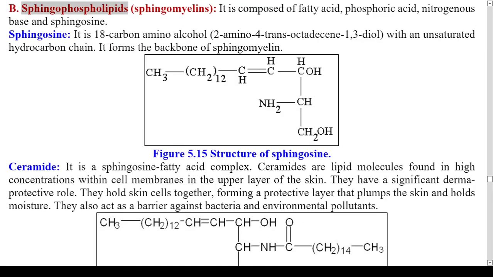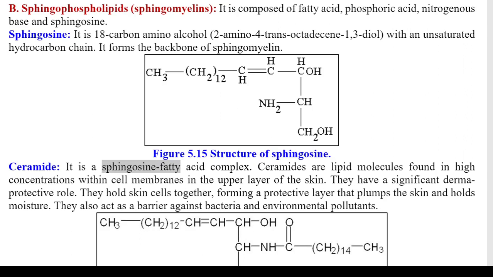B. Sphingophospholipid, sphingomyelins. It is composed of fatty acid, phosphoric acid, nitrogenous base, and sphingosine. Sphingosine is an 18-carbon amino alcohol, 2-amino-4-trans-octadecene-1,3-diol, with an unsaturated hydrocarbon chain. It forms the backbone of sphingomyelin. Figure 5.15: Structure of sphingosine.